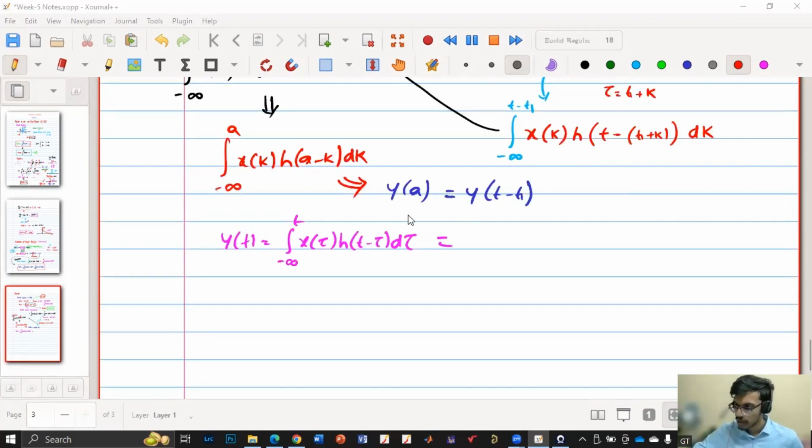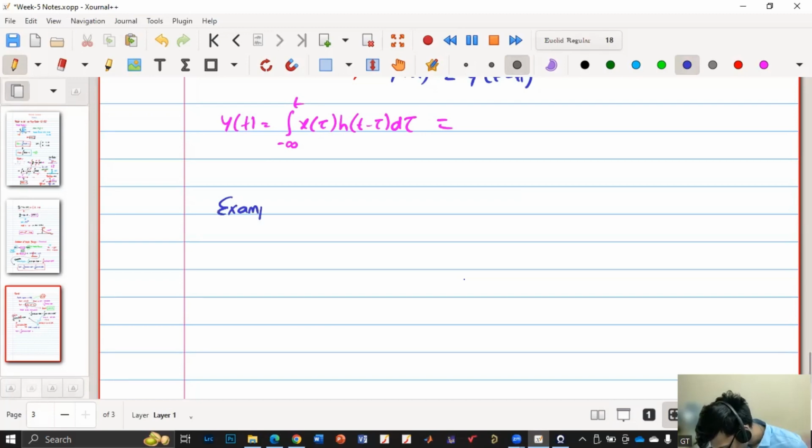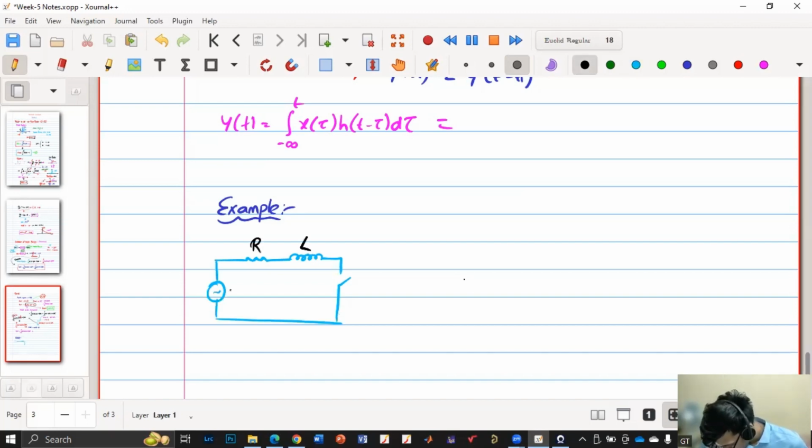Now we'll see, if we solve an example, I don't think we'll get time. So I will quickly take one example, which I was planning to take, which is an RL circuit, with R, L, and V of t. Now the differential equation can be obtained as V of t equals I of t into R plus L into di of t by dt.